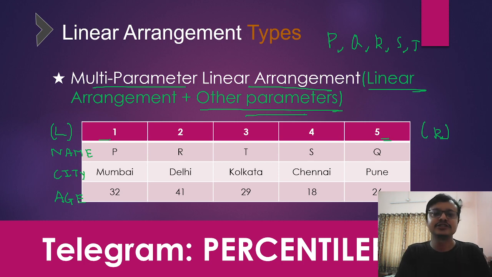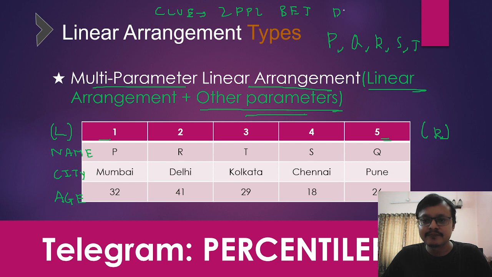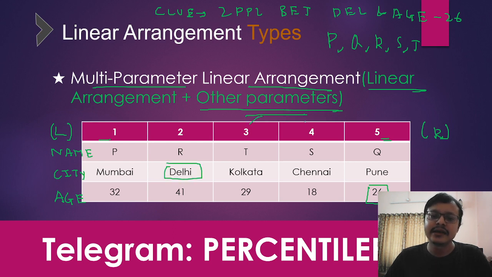So in such cases, it is called multi-parameter based linear arrangement, where you have multiple parameters tagged to a particular set. So not only linear arrangement, but along with linear arrangement, you have multiple parameters. For example, they can give you a clue which says that two people are in between the person from Delhi and the person whose age is 26. So what does it mean? 26 is here and Delhi is here. So two people in between.